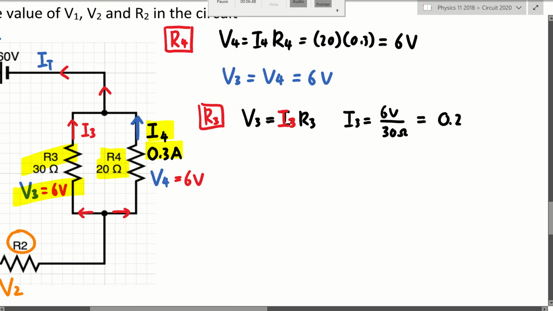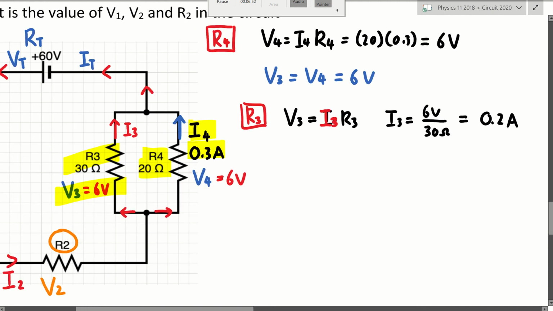We still haven't answered any other questions. You know that, right? We're doing whatever we could. That's the game right now. So this is 0.2 amp I3. Okay, so I wrote it down here.